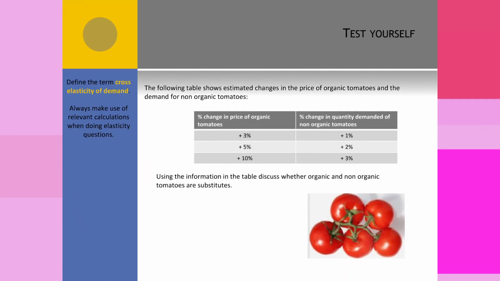Time to check yourself. So the following table shows an estimated change in the price of organic tomatoes compared to non-organic tomatoes. As you can see, they're all positive coefficients. So using the information in the table, discuss with a peer or your group whether organic or non-organic tomatoes are substitutes. And here is another word to make sure that you've got written down in your glossary or your flashcards, the term cross-elasticity of demand. So make sure you know how to define it. So test each other, test two people around you. Can they answer that definition?